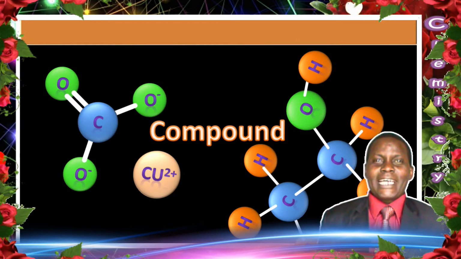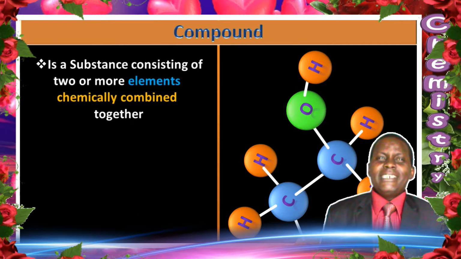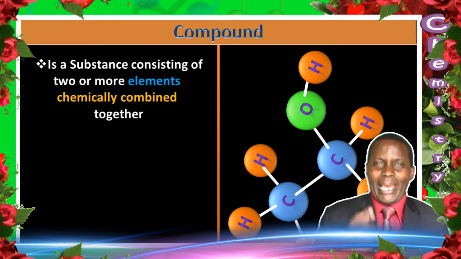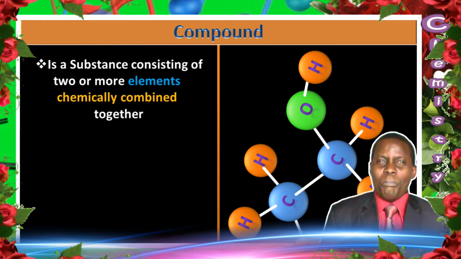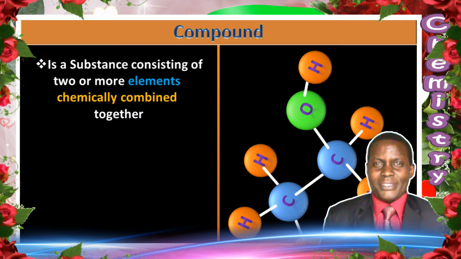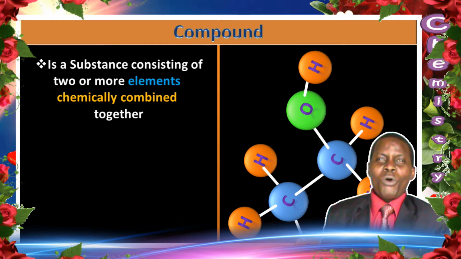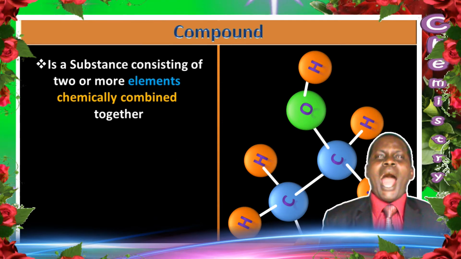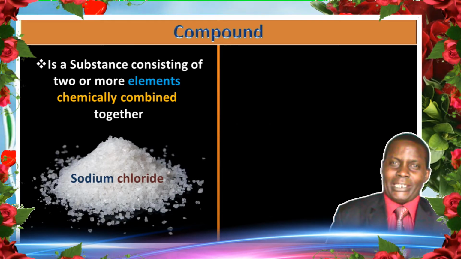This time we are going to discuss the compounds. What are compounds? A compound is a substance consisting of two or more elements chemically combined together. When you have a substance consisting of two or more elements chemically combined together, that one is referred to as a compound.